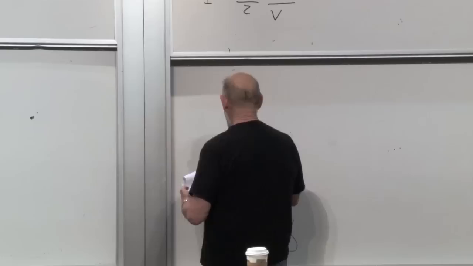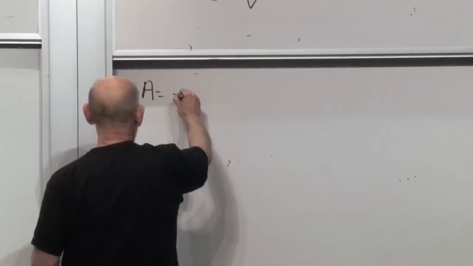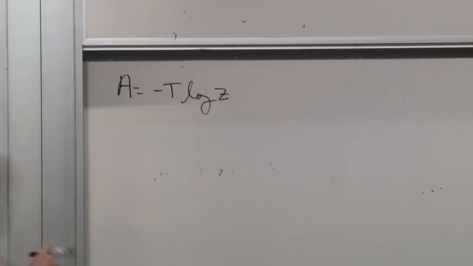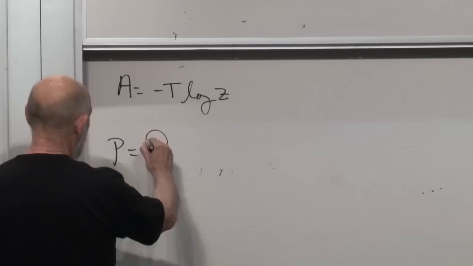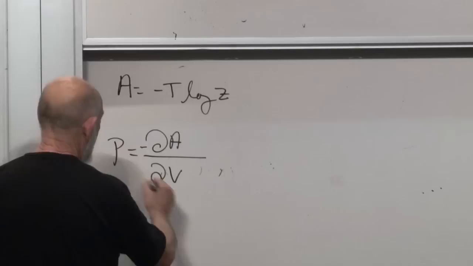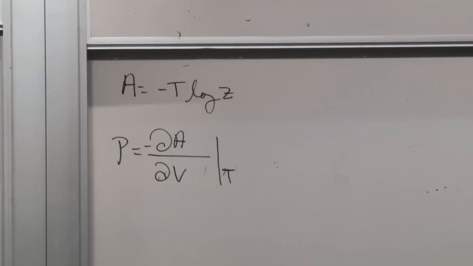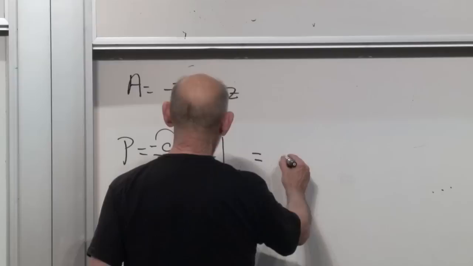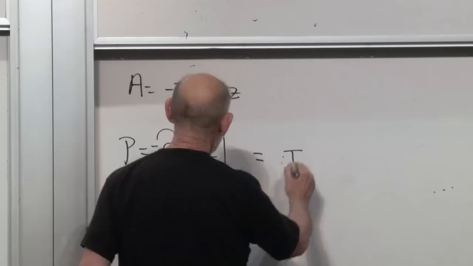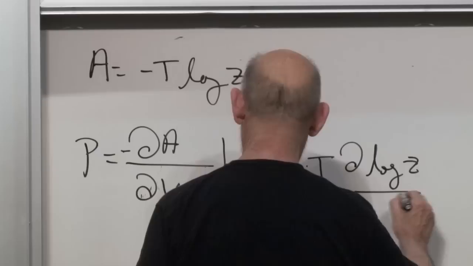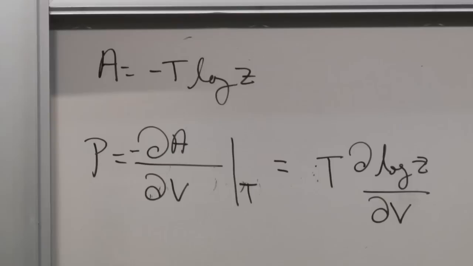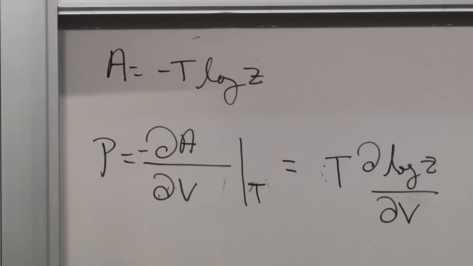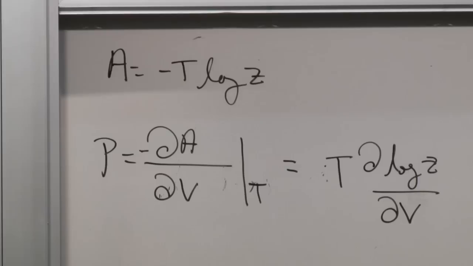There was this quantity, A, which was minus T log Z. And the formula for the pressure was minus the derivative of A with respect to volume at fixed temperature. That was the formula we worked out last time. The pressure is minus the derivative of A, or just plus temperature times the derivative of the log of Z with respect to volume at fixed temperature. So now all we have to do is apply it.